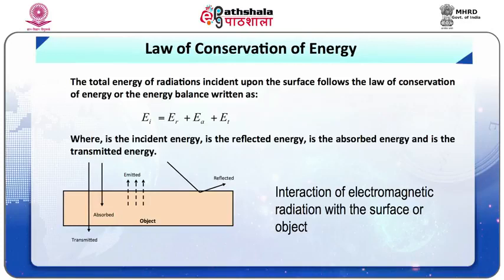Therefore, the total energy of radiation incident upon the surface follows the law of conservation of energy, or the energy balance, which is written as: the total incident energy is equal to the sum of reflected energy, absorbed energy, and the transmitted energy. Now, figure 8 illustrates the radiation striking the Earth's surface.